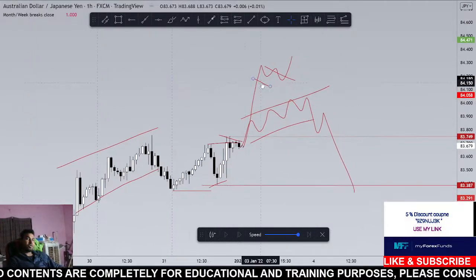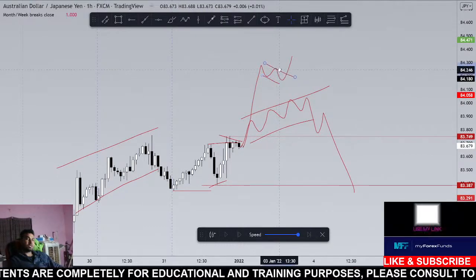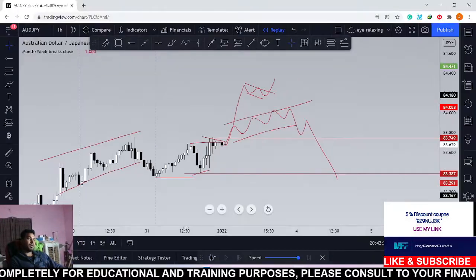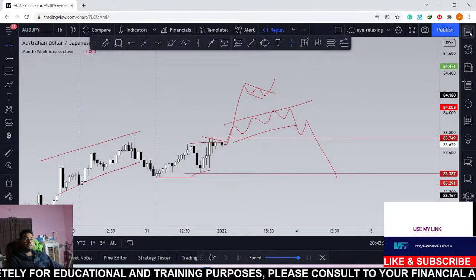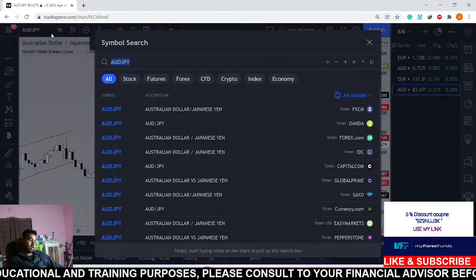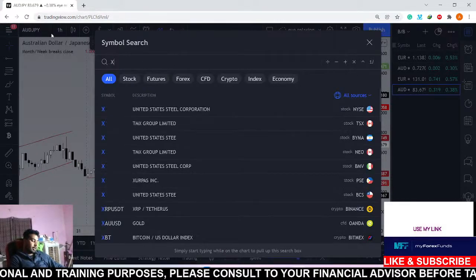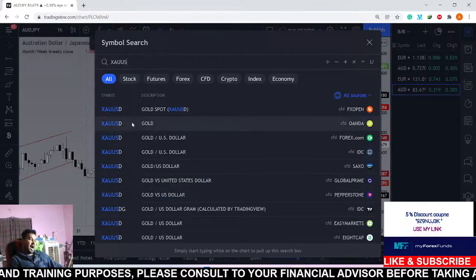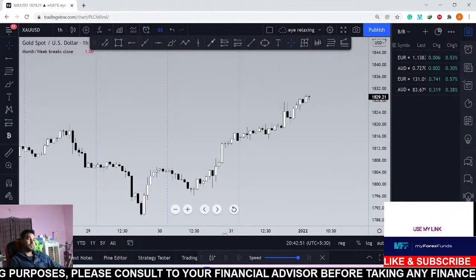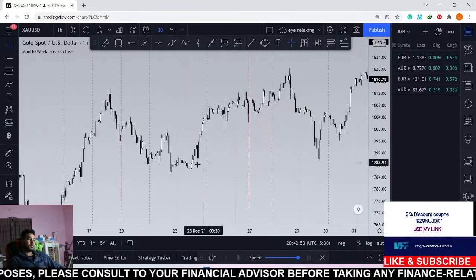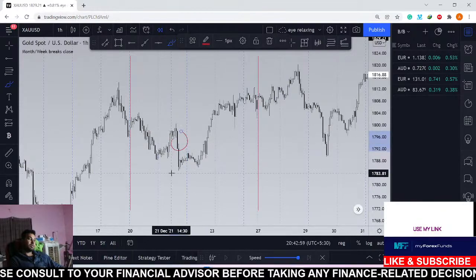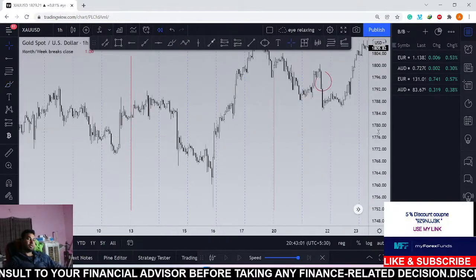If you would like to focus only on gold, then I must say that you must do the trading on some lower time frames, because the 1 hour time frame in gold is difficult. If you see XAU, you can see how volatile it is. Look at the wicks.